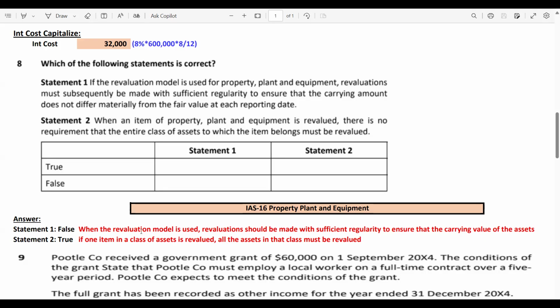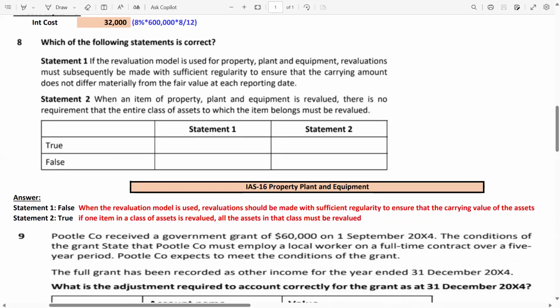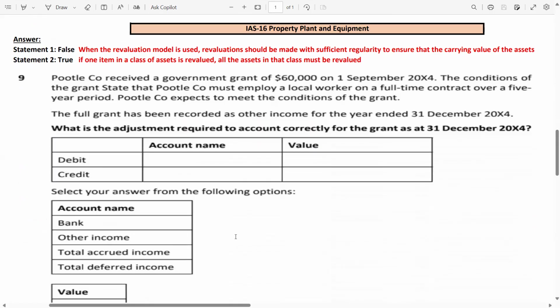Why? When the revaluation model is used, revaluations should be made with sufficient regularity to ensure that the carrying amount of the assets is close to the fair value. So that's why statement number 1 is true. It's not false, it's true. Now statement 2 is false. Why? Because if one item in a class of assets is revalued, then all the assets in that class must be revalued. Don't worry, I will change it while uploading this slide on the drive link.